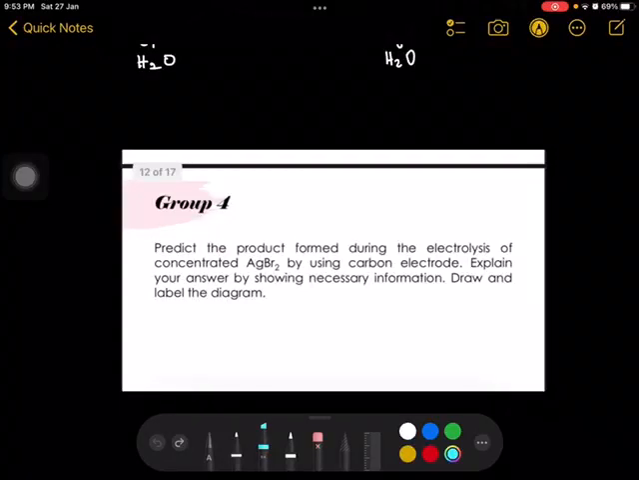Hello everyone. For this video, we will discuss this question. But first, let us read the question first. Predict the product during the electrolysis of concentrated AgBr2 by using carbon electrode. Explain your answer by showing necessary information. Draw and label the diagram.